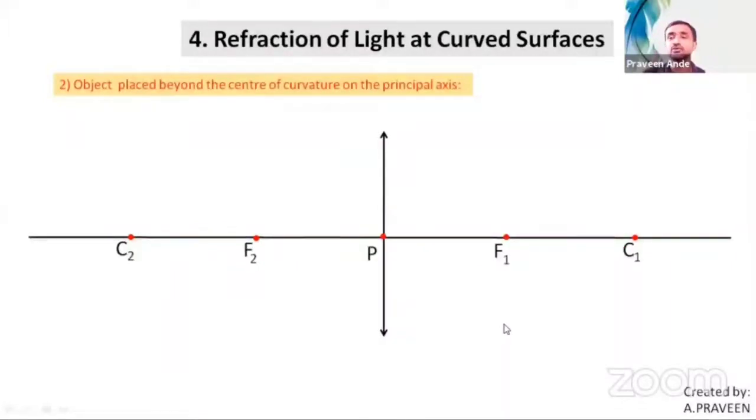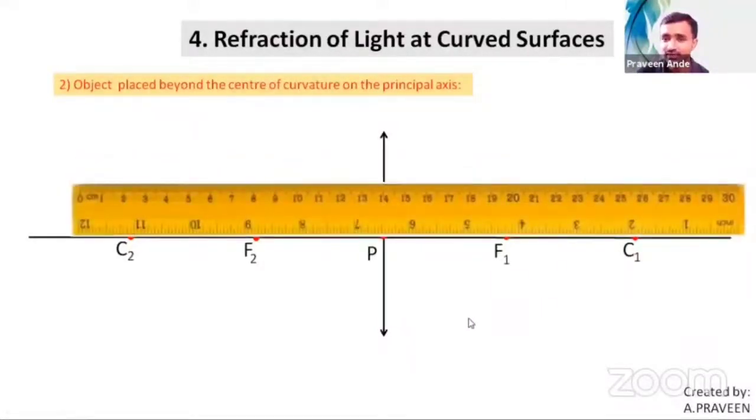Select the object to place beyond the center of curvature. I have given one logic: always maintain the object height equal to the width of the scale or any other. So put your scale as you see here. Then draw a vertical line beyond the center of curvature to use as the object. Symbolically we can show the object like this. Okay, so this is the object which is placed beyond the center of curvature. The height of the object is the width of the scale.